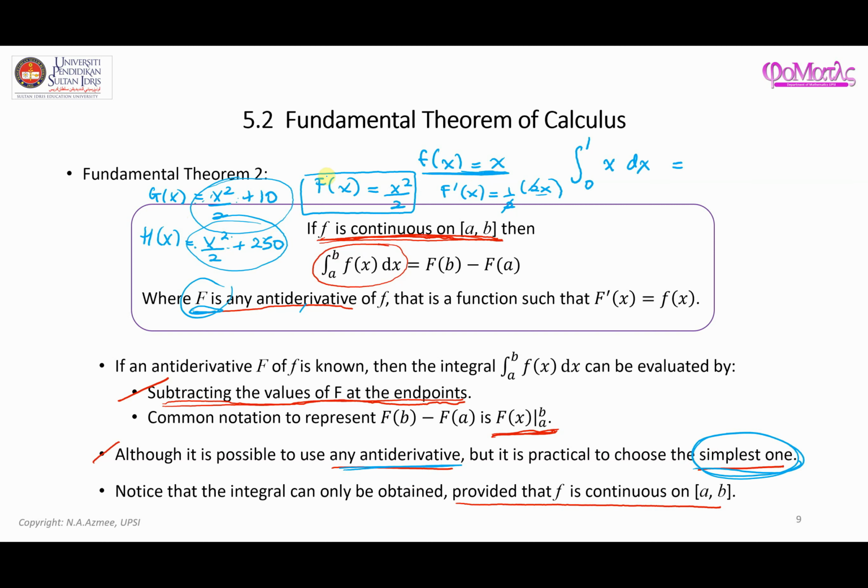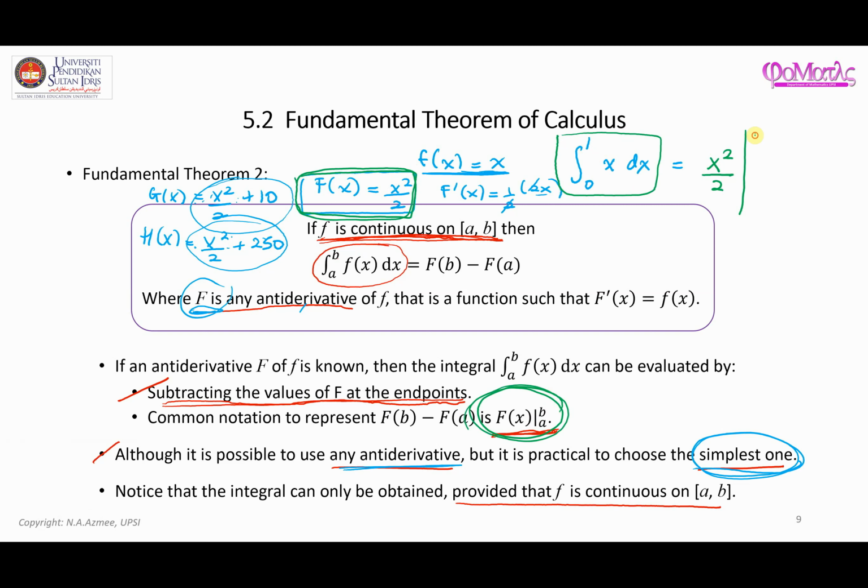So the simplest one would be this one. So we will choose this one in order to evaluate the integral given here. So the simplest one is x squared over 2. So I'm going to write down this function, x squared over 2. And I will represent the process using this notation.